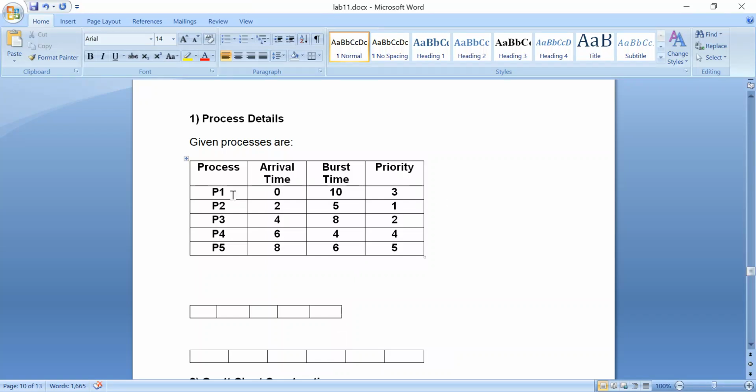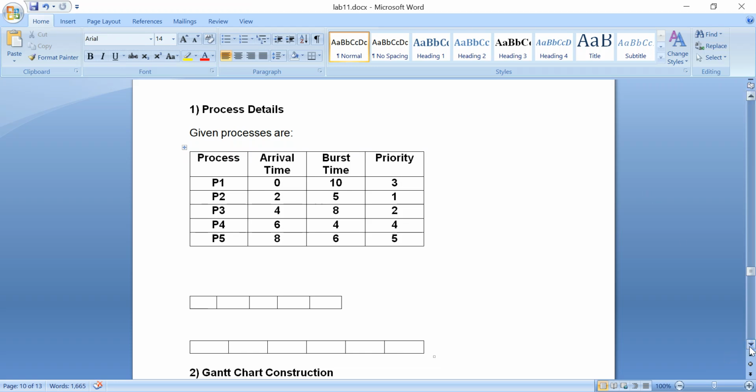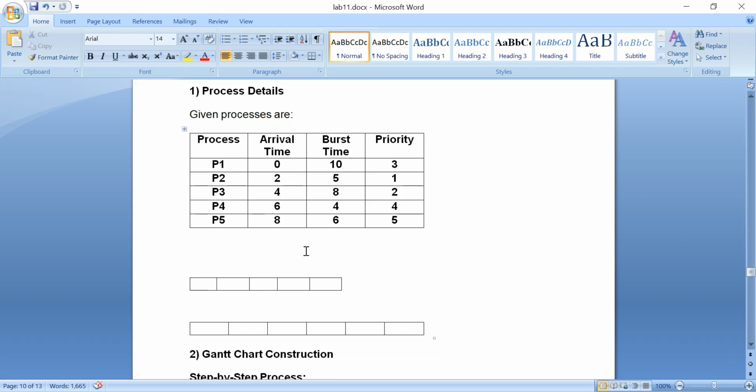So we have five processes. P1 has 0 arrival time, then P2 2, 4, 6, 8, and this is the completion time, and this is the priority given to these processes. First of all we are constructing a Gantt chart. In non-preemptive scheduling, a process cannot be interrupted by other processes.